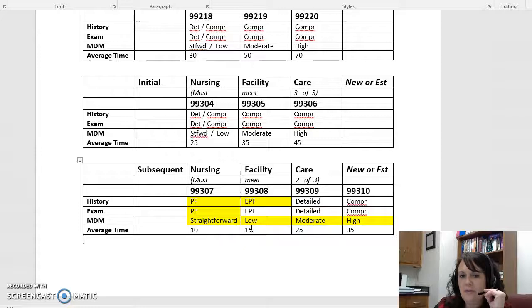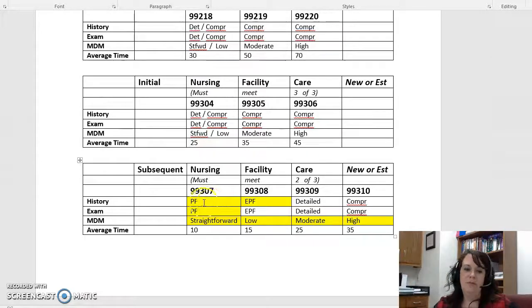For subsequent nursing facility care, I need to meet 2 of 3 key components again to the highest specificity over to the right. My answer would be 99308. I meet 2 of the 3 key components. I didn't meet at the examination level, did I? But I met history and I met MDM. I only met 1 at 99309 and I only met 1 at 99310, didn't I? At 99307, I met all 3. Okay, do you see the difference?